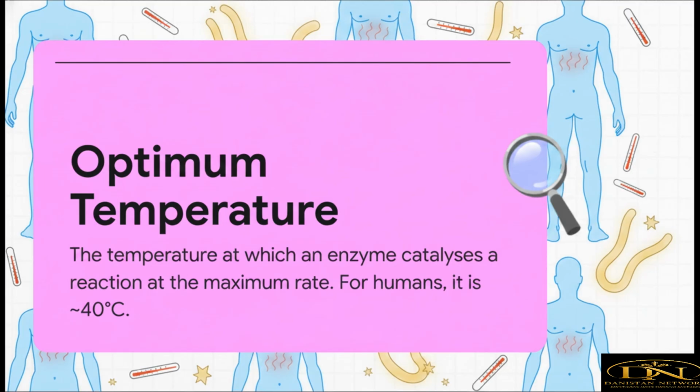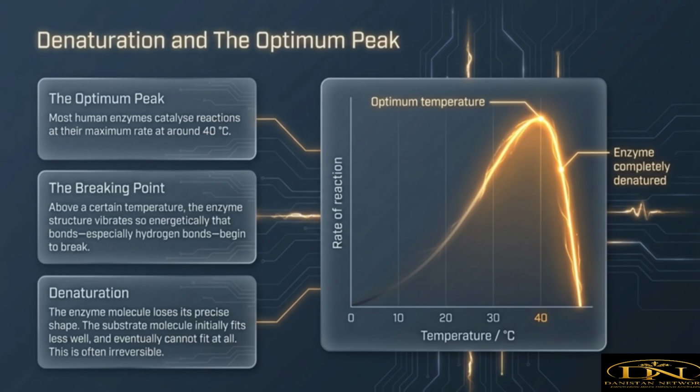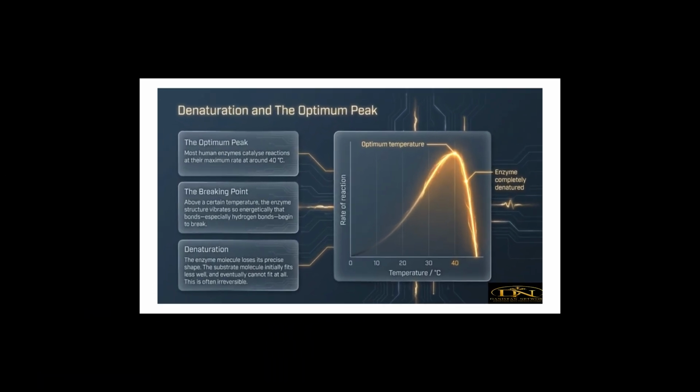It's no accident that our bodies work so hard to maintain a temperature of 37 degrees. It's to keep our enzymes humming along happily. It's also why a really high fever can be so dangerous. It pushes our enzymes past that breaking point.